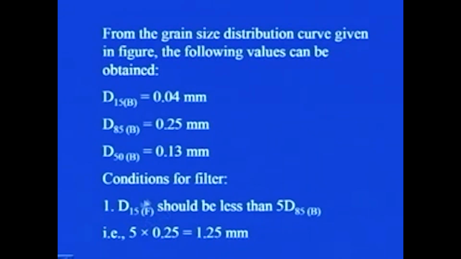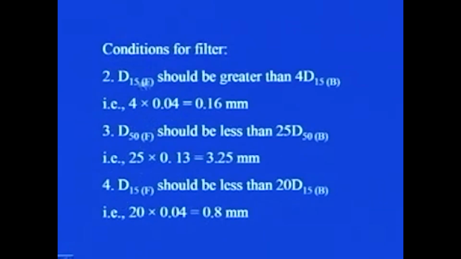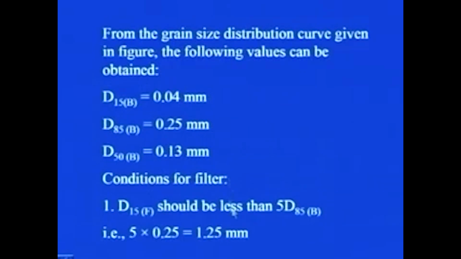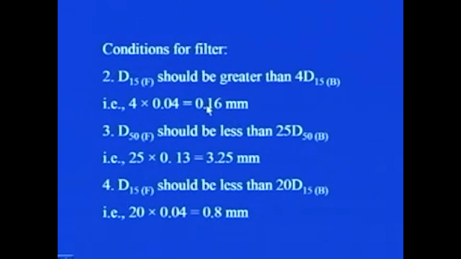If you follow these 4 criteria, D15F should be less than 1.25 mm, and D15F should be greater than 0.16 mm. So the range of D15F is between 1.25 and 0.16. D15F should be lying between 0.16 and 1.25 mm. Then D15F should also be less than 0.8 mm.